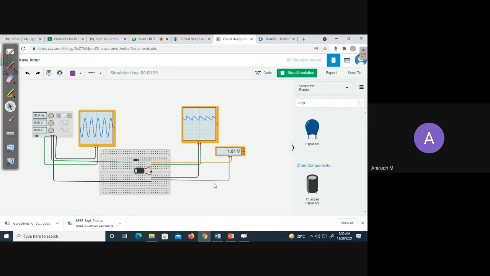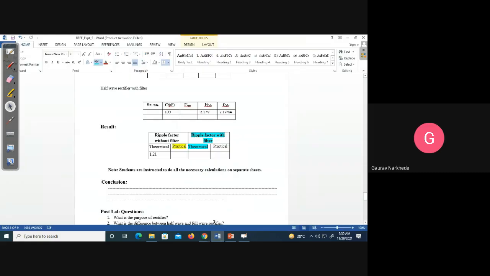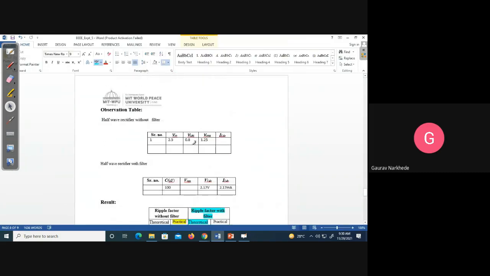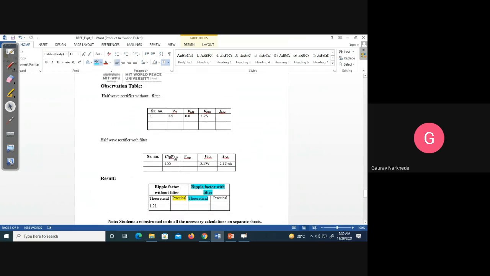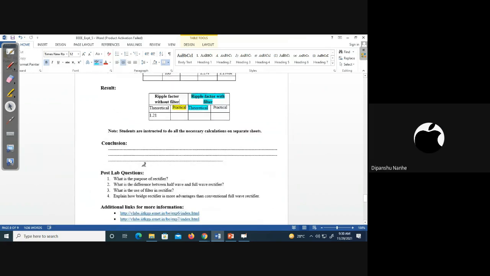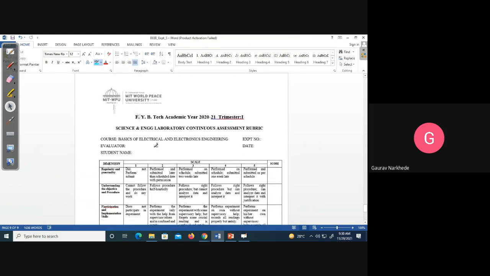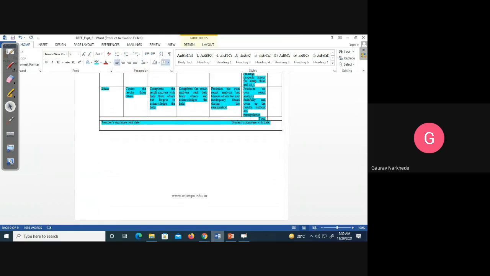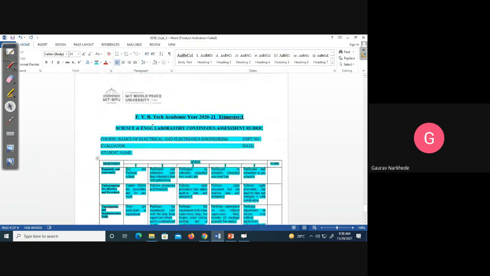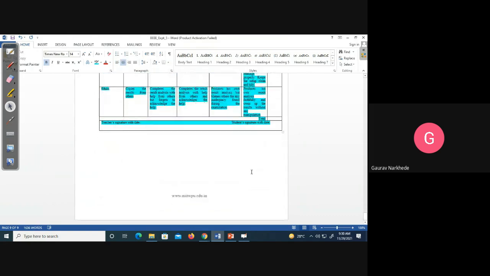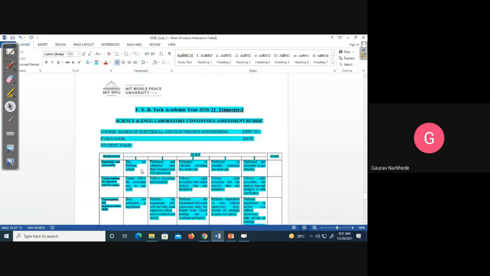Sir, the observation table and post lab questions, do we have to write them on different pages? Look, for example, you can type here. You can type all this, right? Yes, sir. Conclusion also you can type, and for post lab questions, remove this below, then just write the post lab questions, click the picture and attach it here. Understood? Yes, sir.